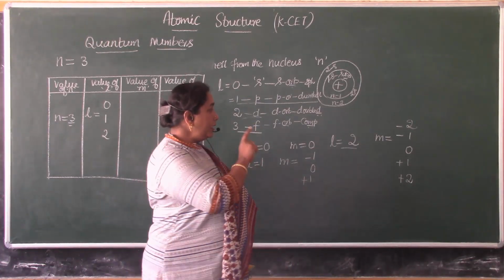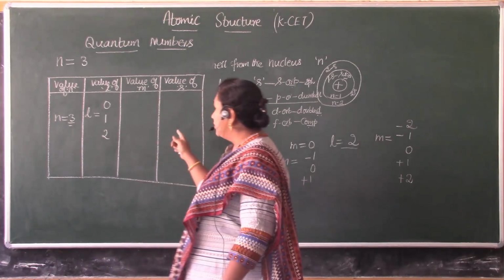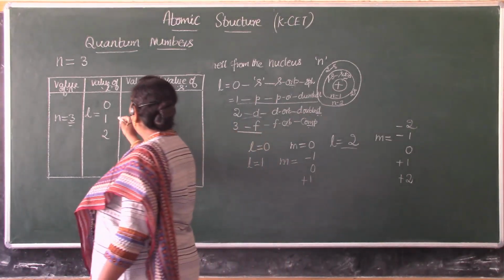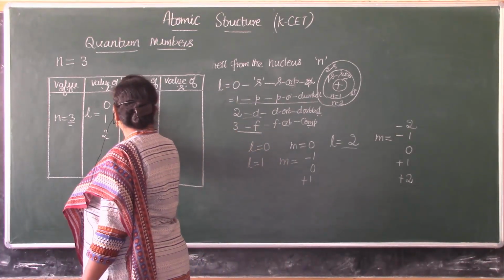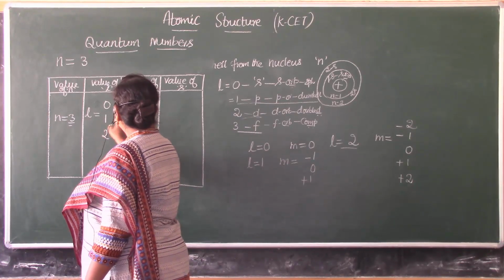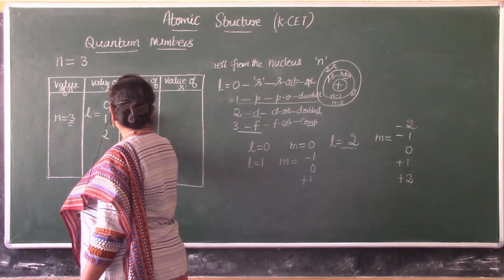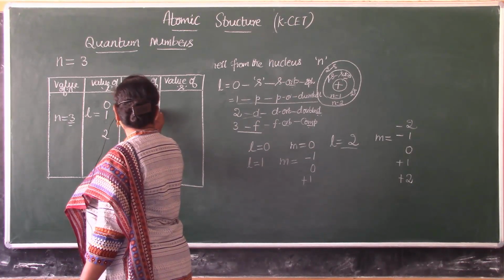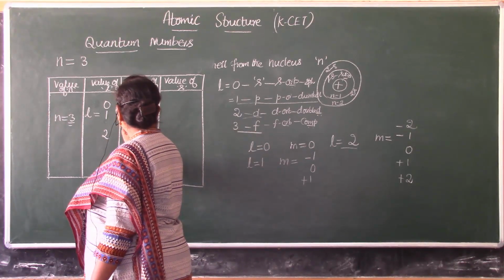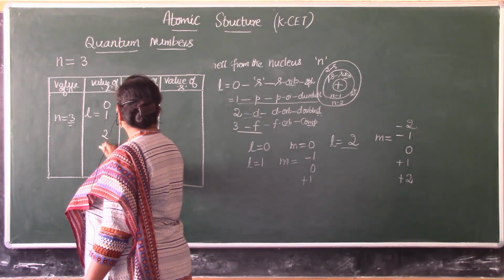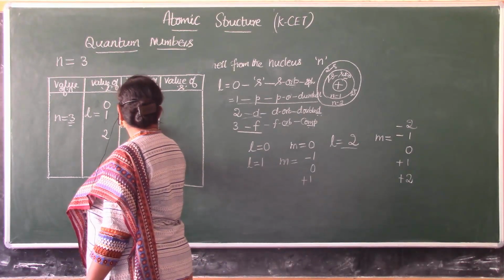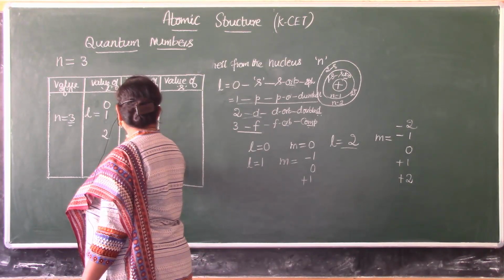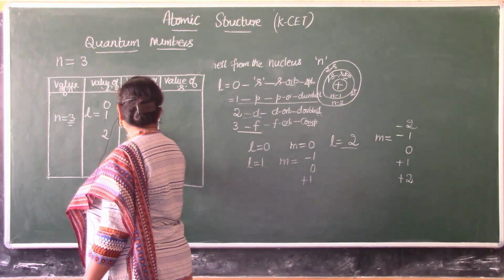This being the standard, now let's put the values here. What will be the value of M when L is equal to 0? 0. What will be the value of M when L is equal to 1? Yes, -1, 0, +1. Then for L equal to 2, it will be -2, -1, 0, +1, +2.